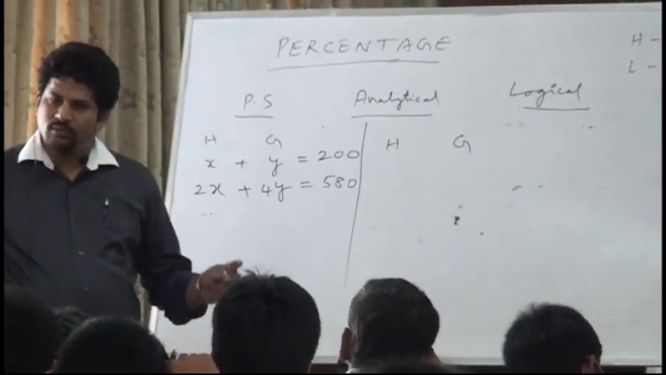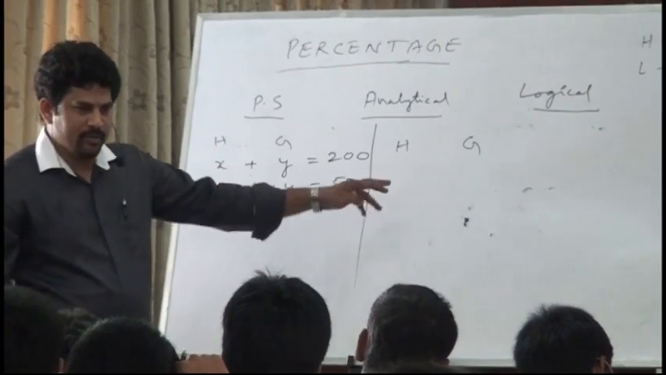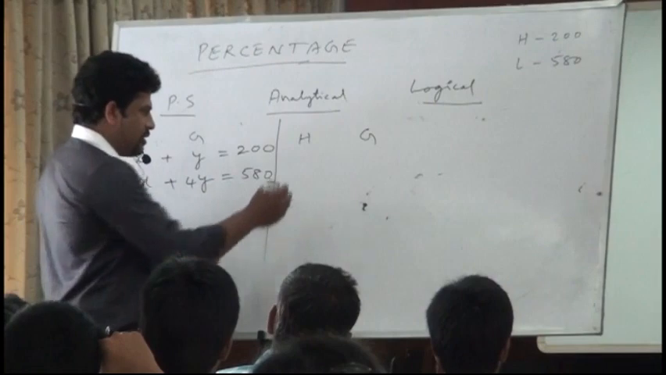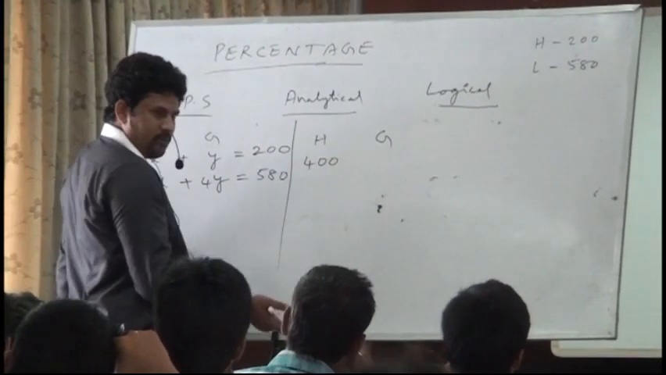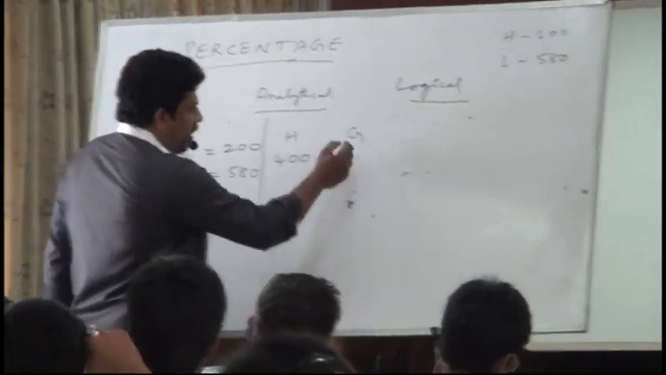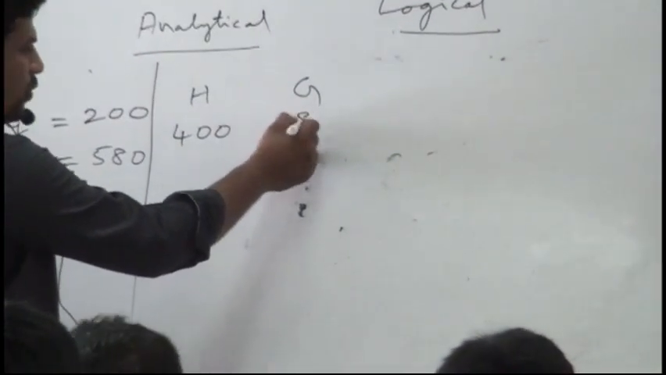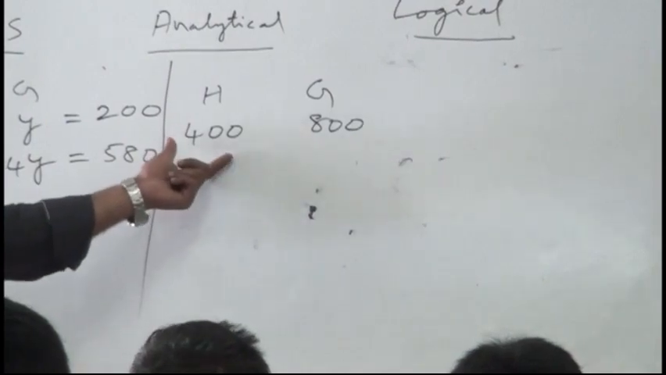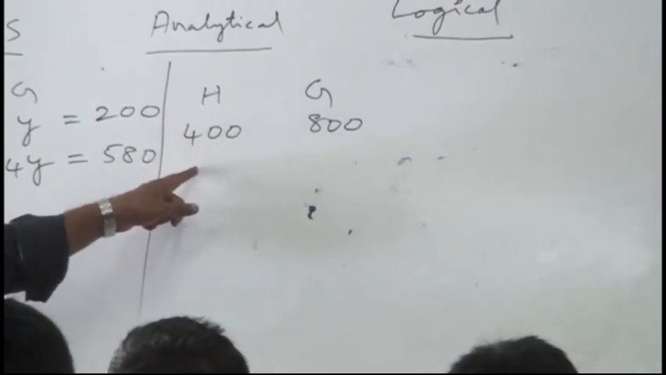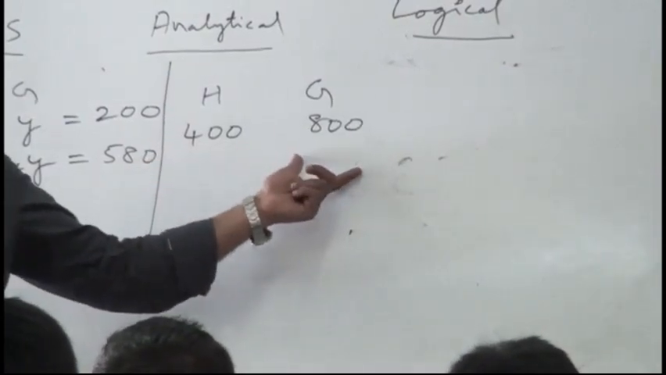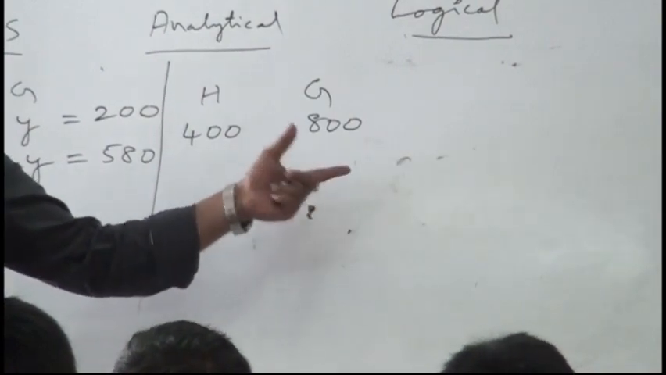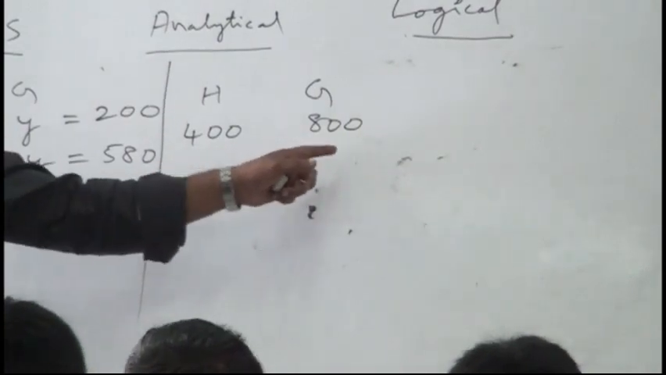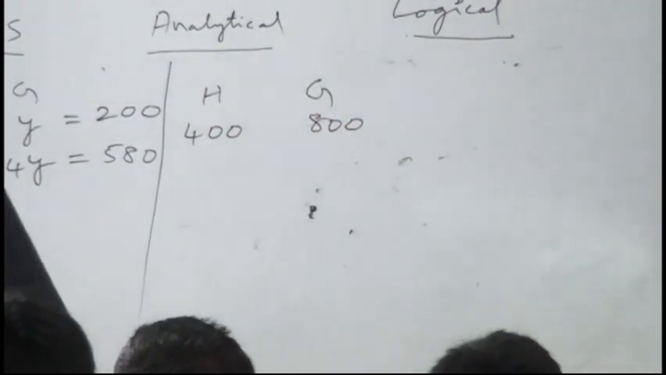If I suppose all animals are of only one type, hens, then how many legs do I have? All 200 are hens, you have 400 legs. If all 200 are goats, you will have 800. What I mean to say is, if all the animals are of one type, this is the possible number of legs. The number of legs can never be less than 400 and never more than 800, maximum and minimum.